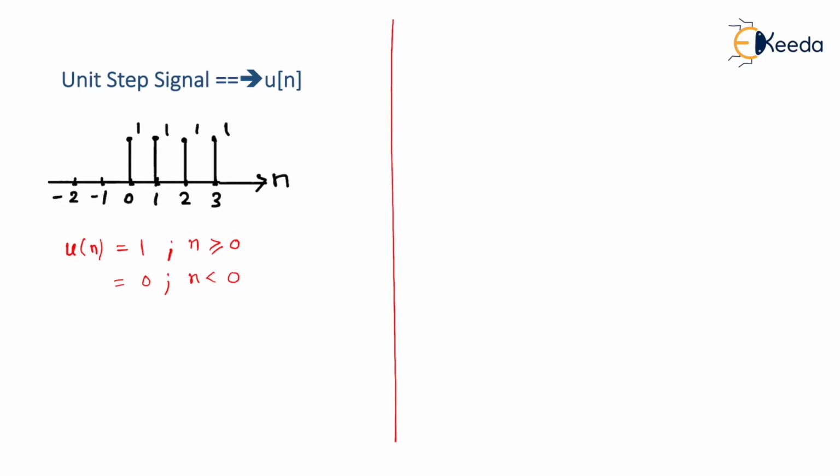So for n less than 0, u of n is always 0. Also, I can write this in sequential form like this. The sequence form of u of n can be written like this. Again, there are zeros, and right from n equal to 0, it is always 1. So this is continuously 1 thereafter. These are an infinite series of 1.